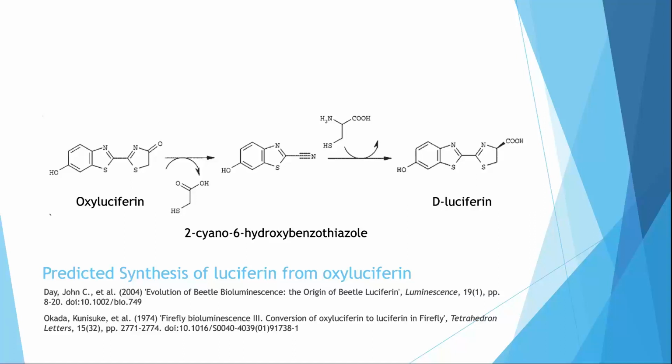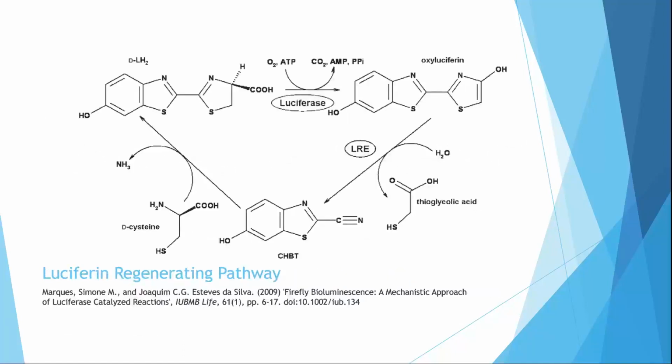As a precursor to an explanation on a later slide, the chirality of the cysteine added determines the chirality of the luciferin molecule itself. This is the same predicted regeneration pathway, just shown differently by a different source. This utilizes the luciferin regenerating enzyme, LRE, which is circled in this right arrow, which is not well studied. But it is predicted that LRE converts oxyluciferin to the 2C6HB intermediate.